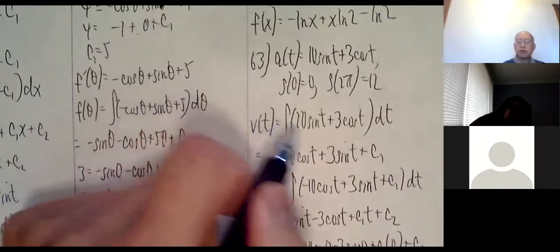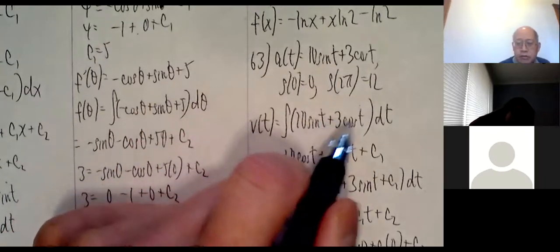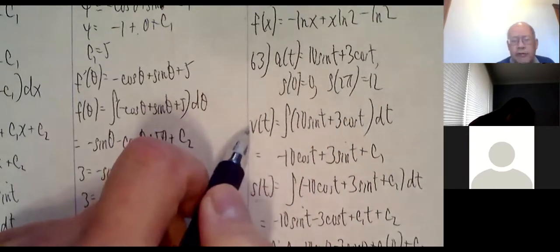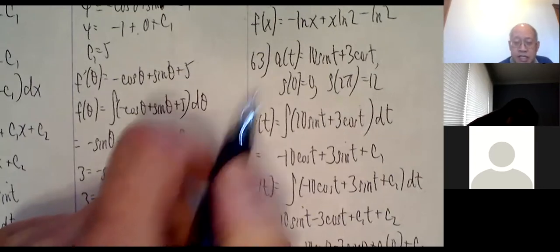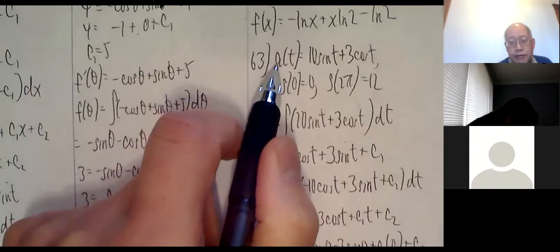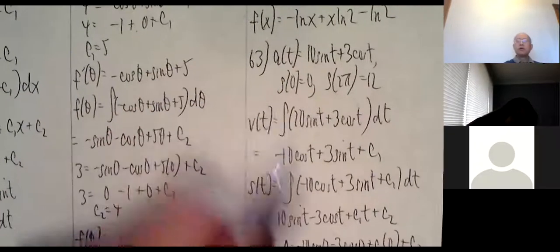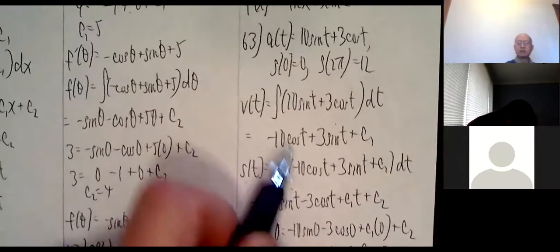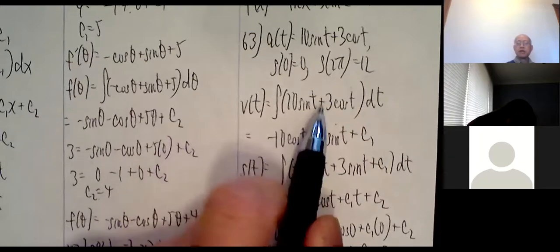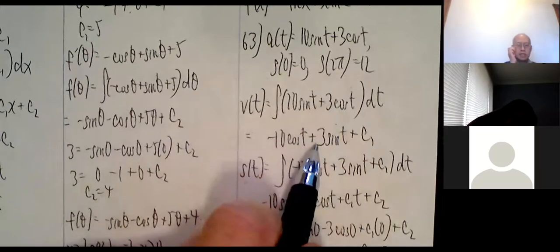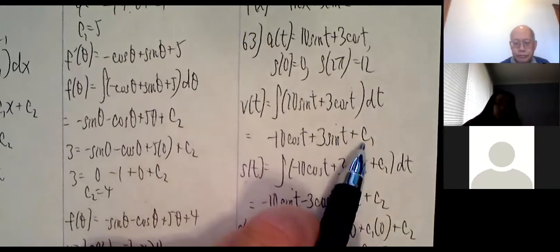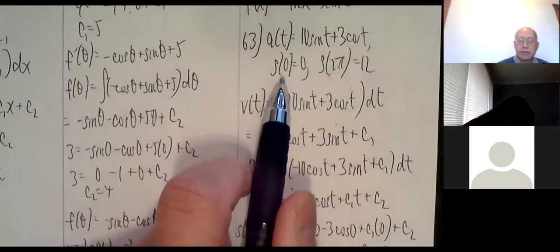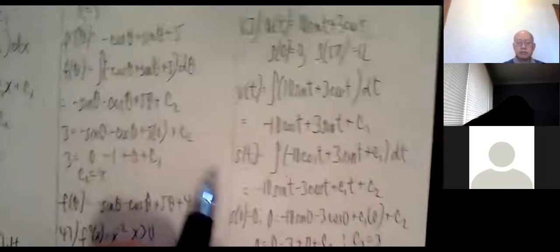Okay, so velocity is the integral of this function, 10 sine t plus 3 cosine t dt. Notice what happened again. Before, we said velocity is the first derivative. But in this case, velocity was the first antiderivative from the acceleration. Integral of 10 sine t is negative 10 cosine t. Integral of 3 cosine t is 3 sine t, plus c1. And the information they give me was at the s level, the distance level, so I can't plug in anything now. So I just have to integrate this.